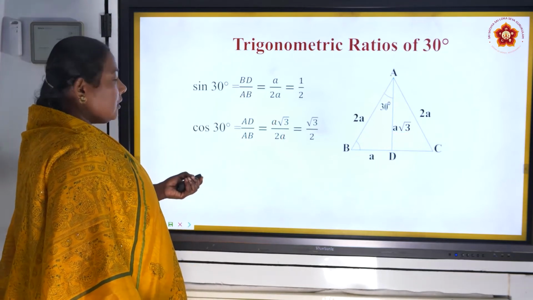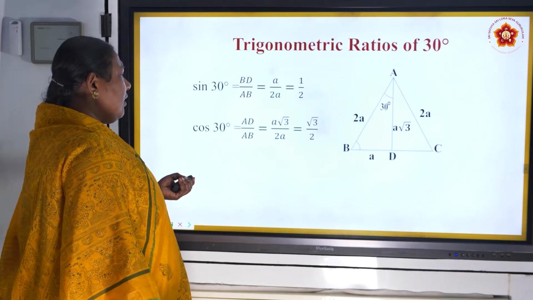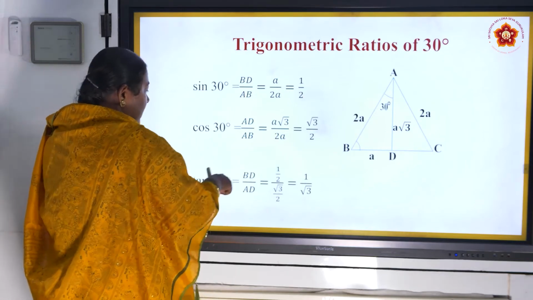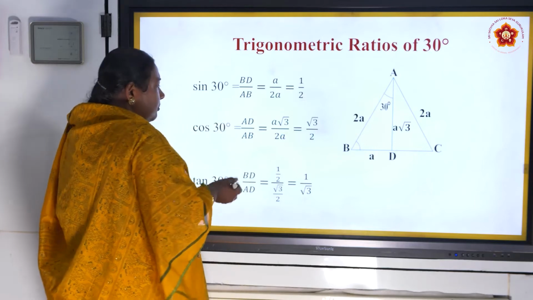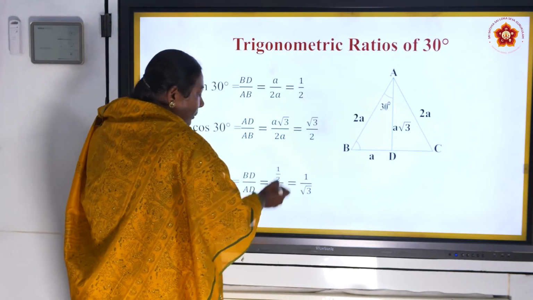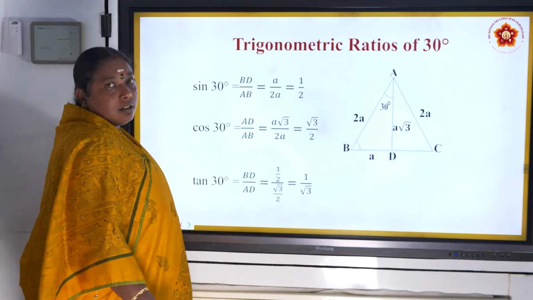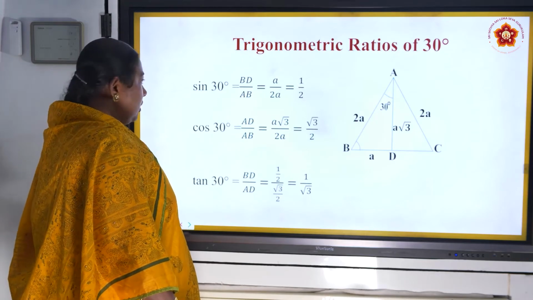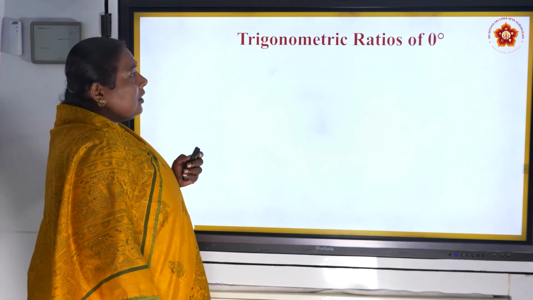Now, the last one. I just have to do the division of these two. That's all. Tan 30 is equal to sine by cos. So I'll get the value as 1 by 2 divided by root 3 by 2, which is 1 by root 3. Okay. Now, let us move on to the next.